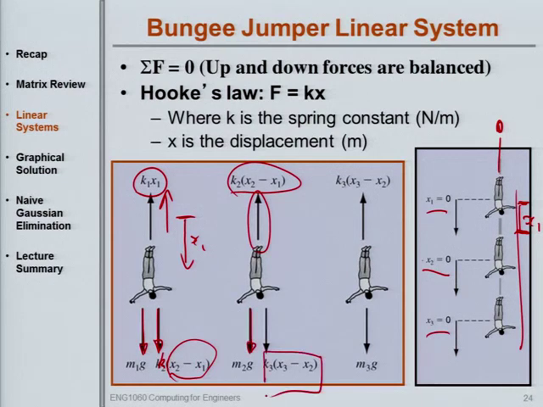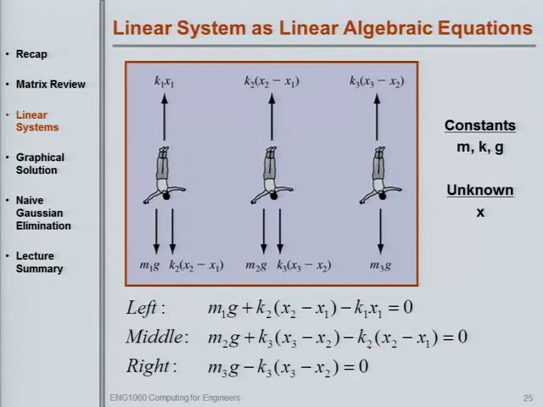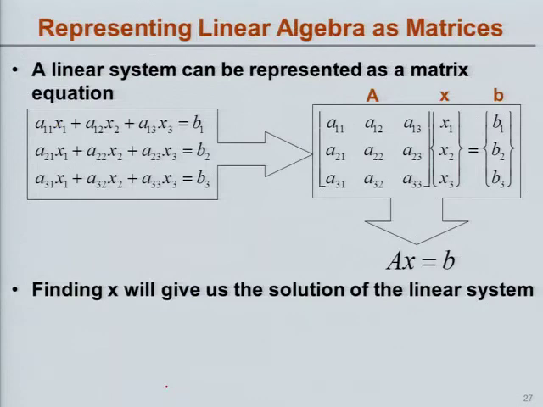Similarly for the third bungee jumper, he'll be able to go down a certain distance before that rope starts becoming in tension. That's going to be equal to x3 minus x2 times the spring constant. And finally, the last one, this spring force pulling him up and this body force pulling him down. So let's go through that. What does it look like? Those are the forces on the left one, the middle one, and the right one. We've just added all of these things together.